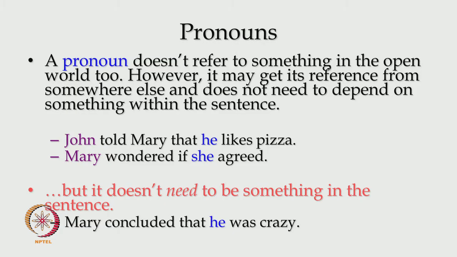All right? However, it may get its reference from somewhere else and does not need to depend on something within the sentence. And that is what your example was talking about and I gave you. It may depend on something in the sentence. It may not depend on something within the sentence. And that is what creates a little bit of fishiness. And we don't mean it in a sarcastic or a bad way when we say fishiness. We simply mean that this flexibility gives us ambiguity.